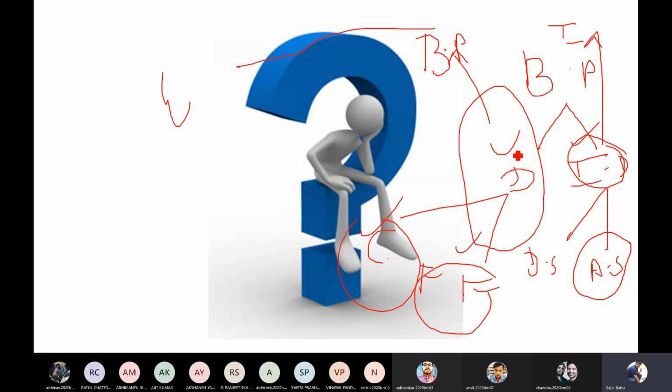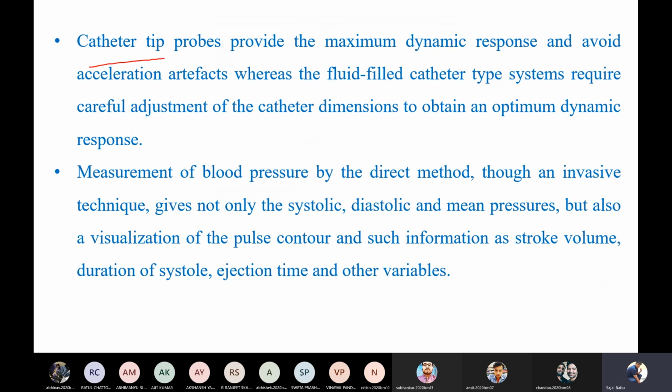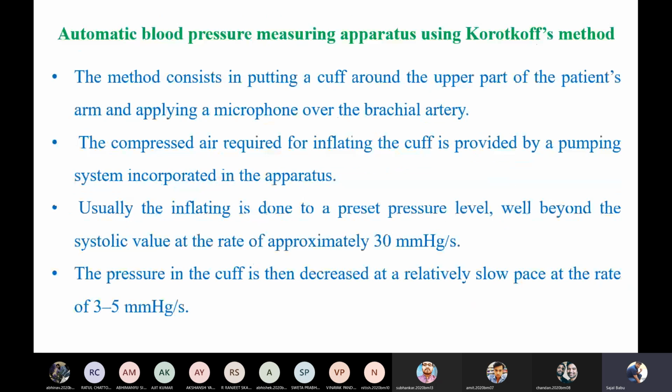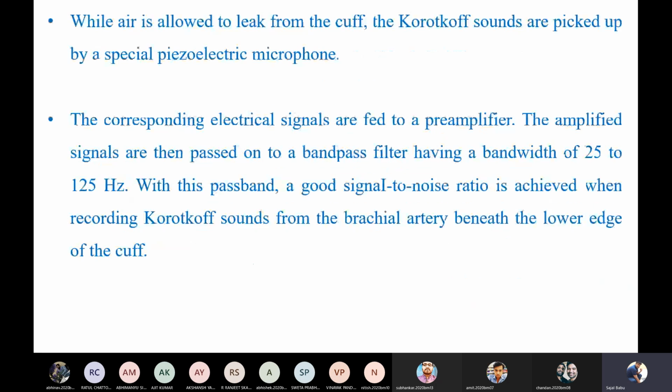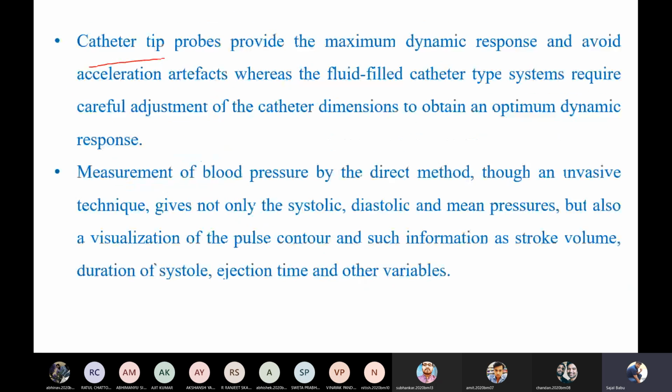Okay, so this is about your complete blood pressure measurement. If you have any doubts, you may ask. Okay, anyone who has a doubt can ask.